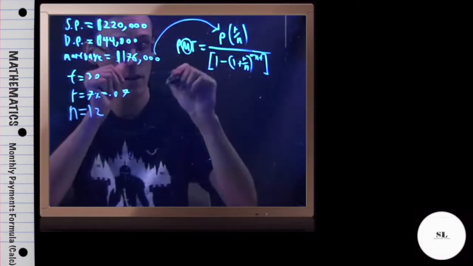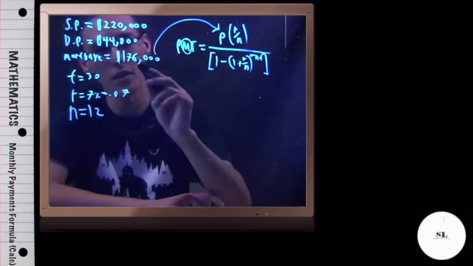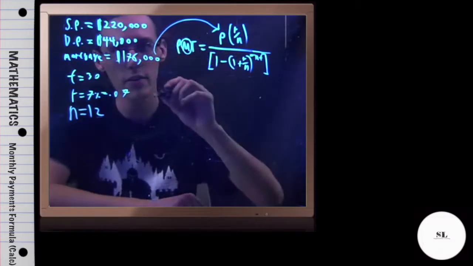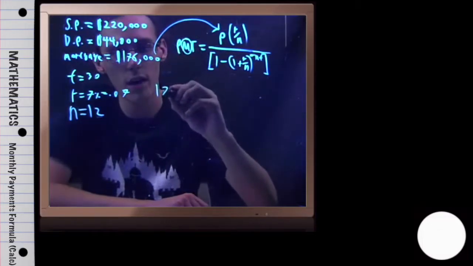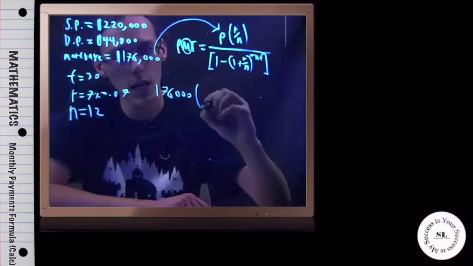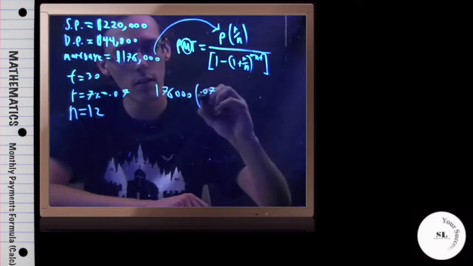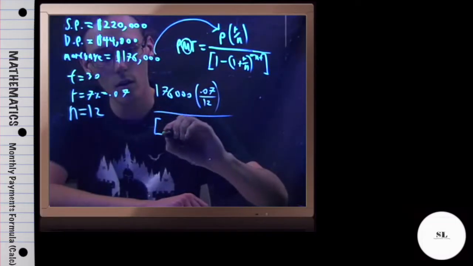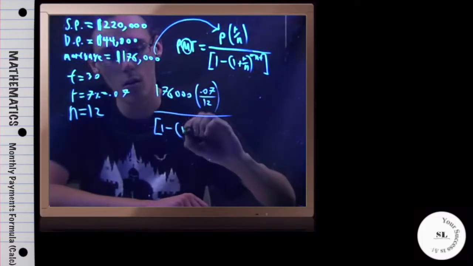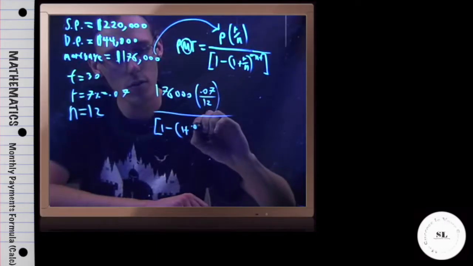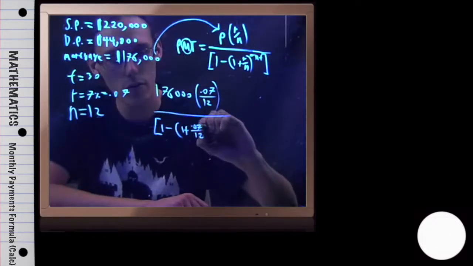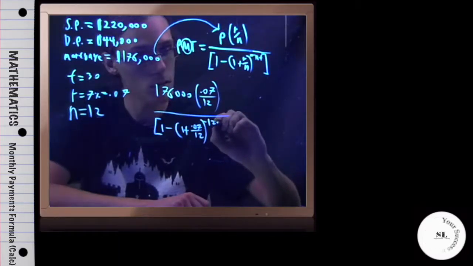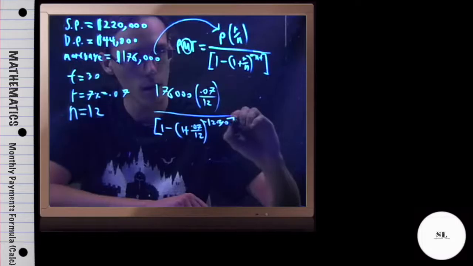And so now, if we look at that in the formula, we have everything we need. We've got the mortgage, the time, the rate, and the number of compounds. So I'm just going to plug everything in here. We're going to have 176,000 times 0.07 divided by 12, all that divided by 1 minus 1 plus 0.07 over 12 raised to the negative 12 times 30 and closed off.